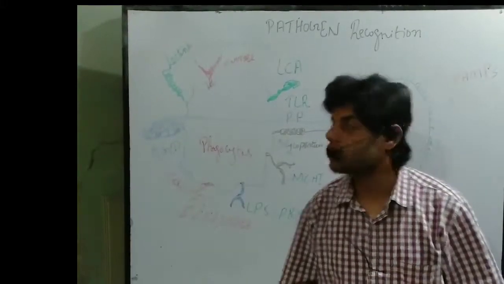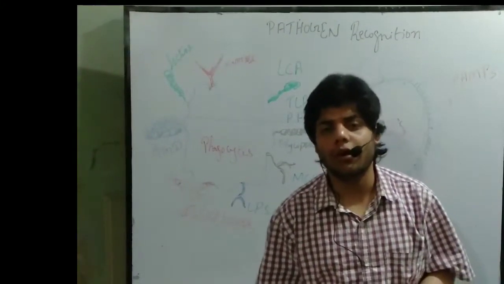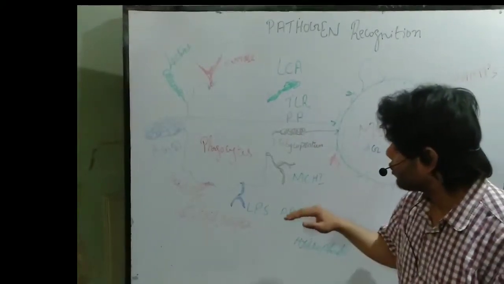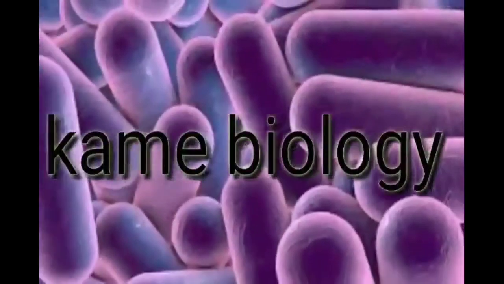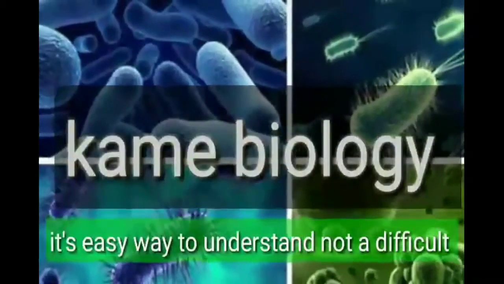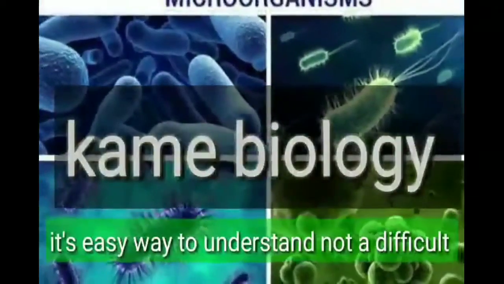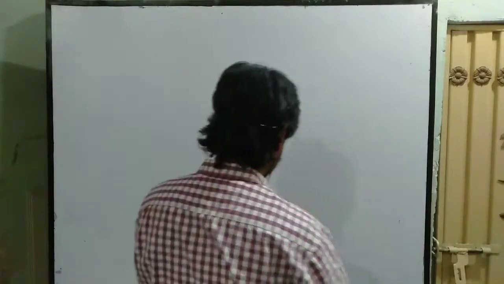So we talked about pathogen recognition systems. Okay, today in this video lecture we are going to talk about the toll-like receptors in detail. So let's start. So let me write.